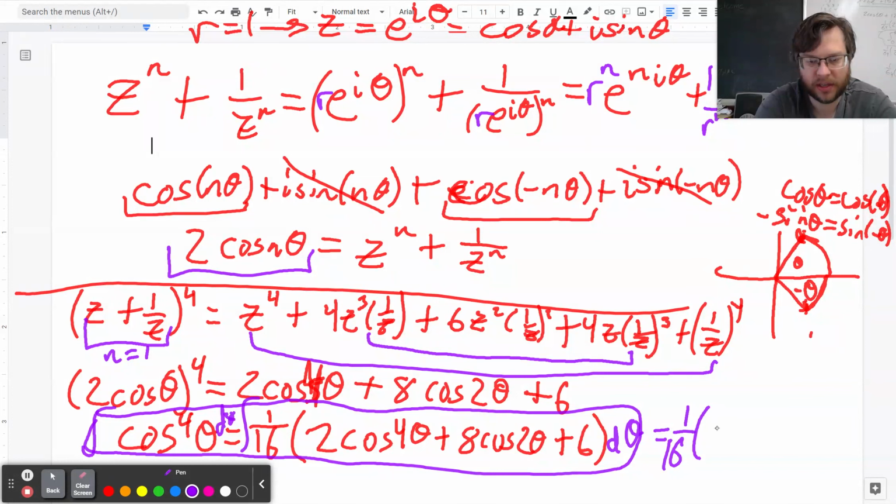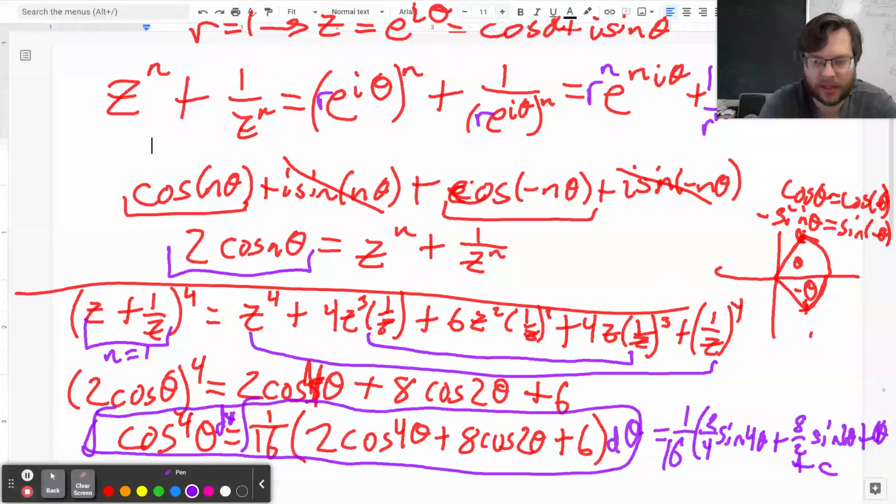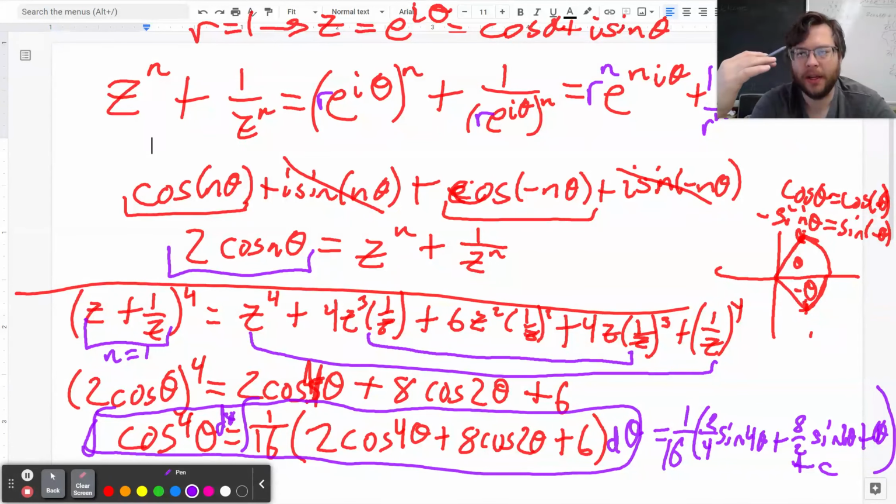So if I wanted to do the antiderivative here, I just get 1/16. Let's see if I can fit it in here. 2 over 4 sine of 4 theta plus 8 over 2 sine of 2 theta plus 6 theta plus c. And then we've got that right there. If we had bounds of integration to plug in, we plug those in, we get a nice result. This is a nice technique because there's no u substitution, there's no integration by parts that works. So it's only by resorting to using complex numbers that you'd be able to solve that sort of an integral.